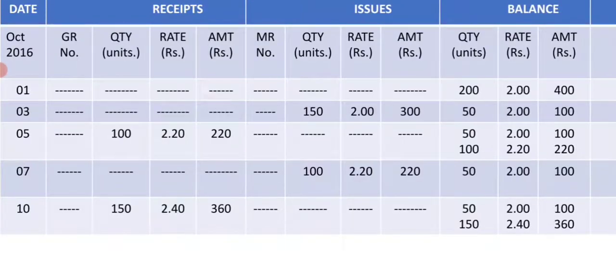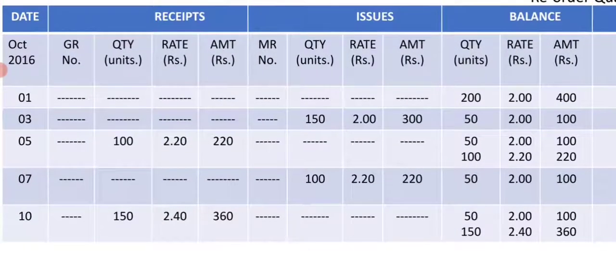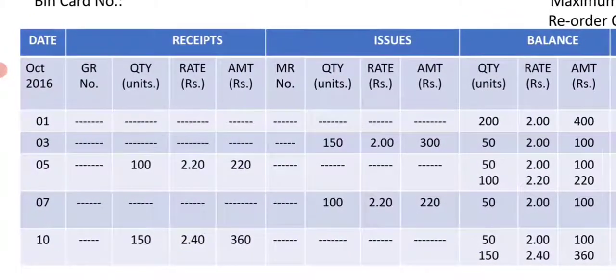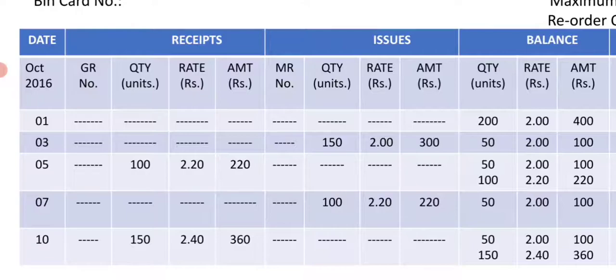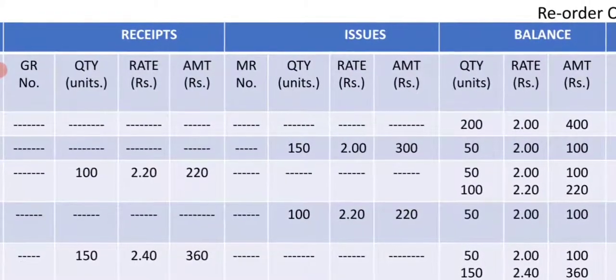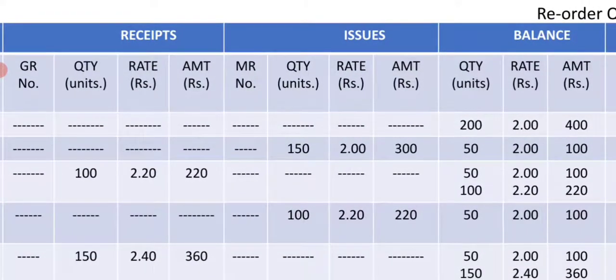3/10/2016, issued 150 units. We must see that whether all the transactions are given in the chronological order. So if the transactions are not given in the chronological order, we should arrange them chronologically. So the second transaction is on 3rd October 2016, issued 150 units. So we will write it down in the issue column. So quantity is 150 units.